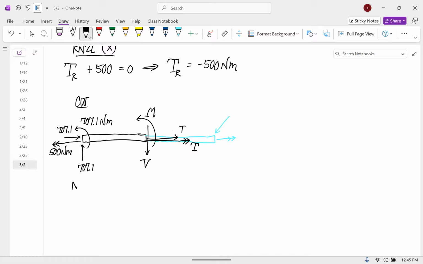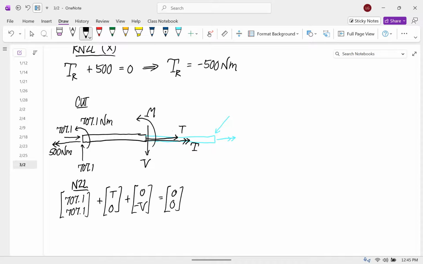Okay, so we're going to go Newton's second law. So we have the force components at the left end plus T, 0, plus 0, negative V is equal to zeros. And so T is equal to negative 707.1. And V is equal to positive 707.1.